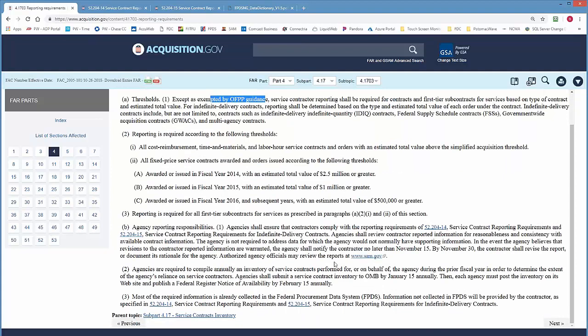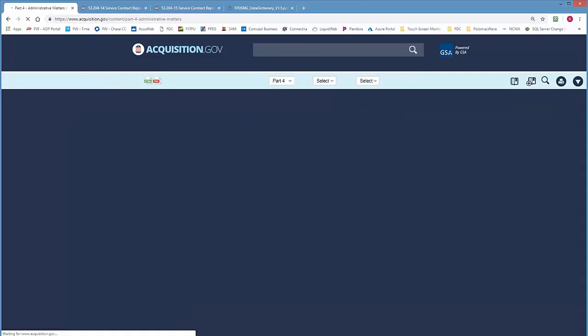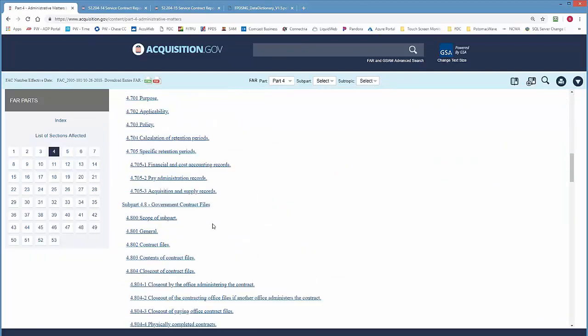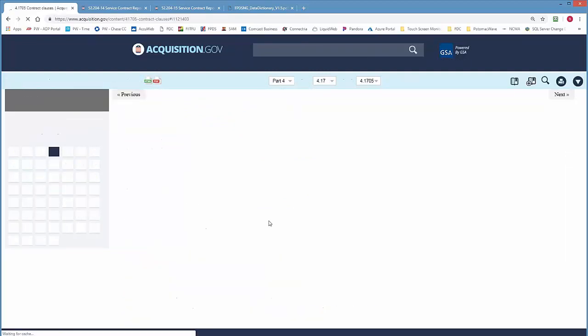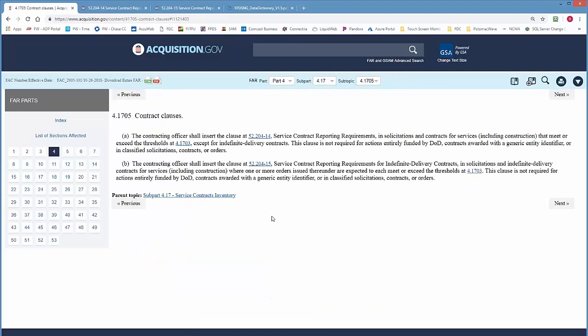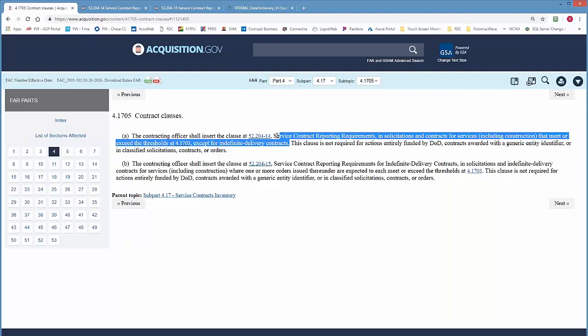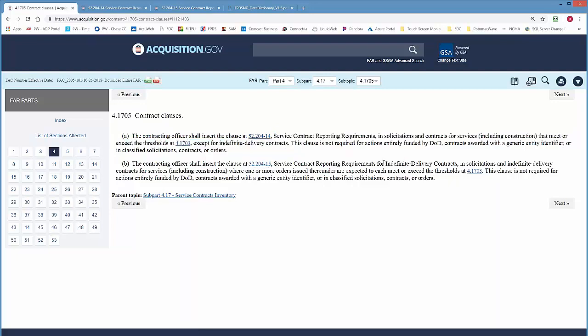So what you do as a contracting official, you insert one of two clauses, depending on the contract. Contract clauses, 4.1705. Once you figure out it's subject to service contract inventory reporting, you insert clause 52.204-14 for everything except an IDC, and you insert 52.204-15 for an indefinite quantity contract.